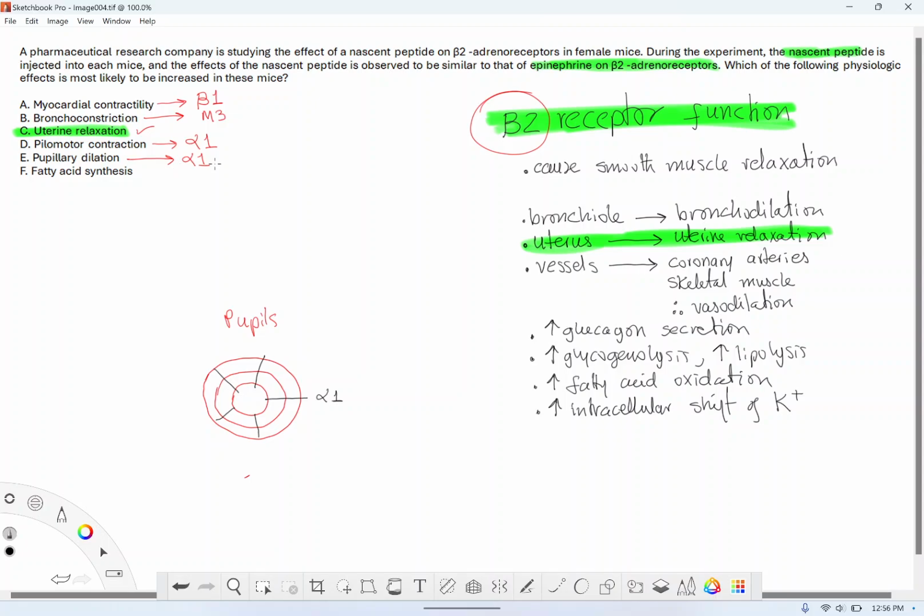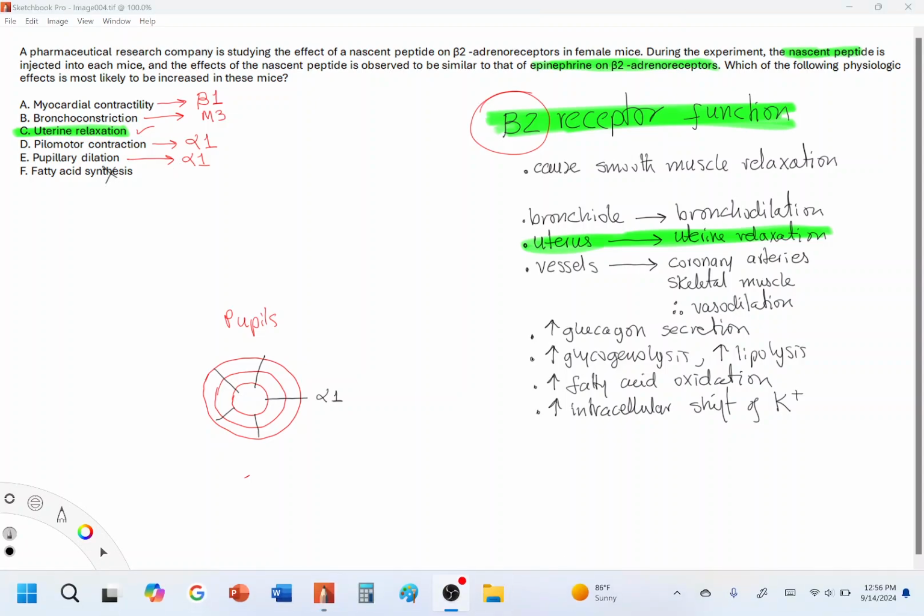Fatty acid synthesis is mostly not induced by beta receptors. Beta receptor activation increases fatty acid use, fatty acid oxidation, not synthesis, so that would be wrong. Hopefully this answers your question. Let's move on to the next.